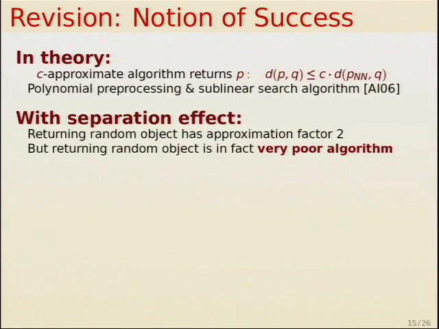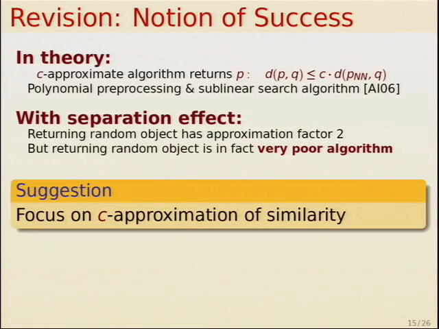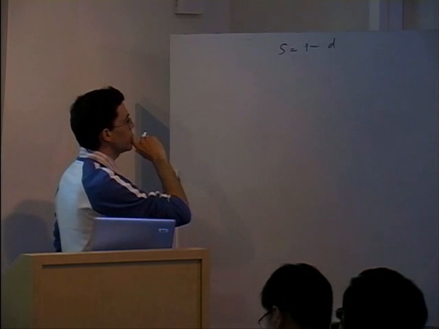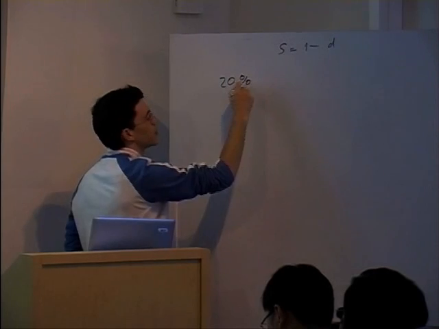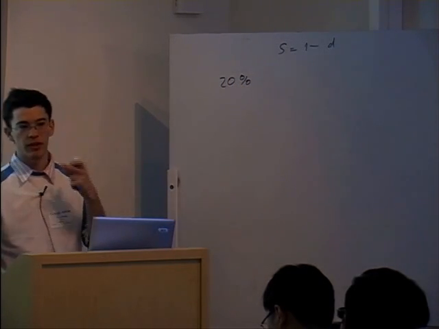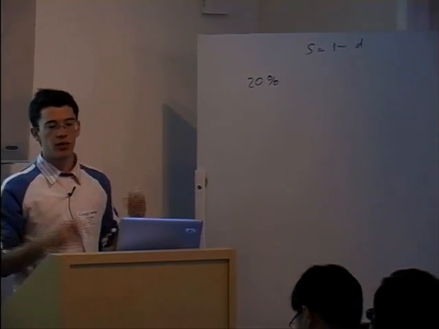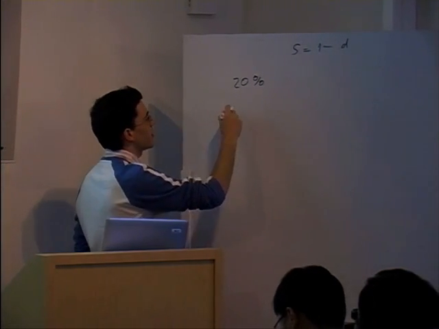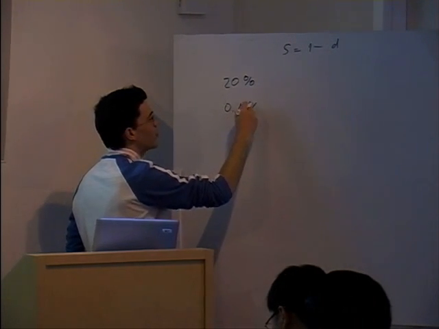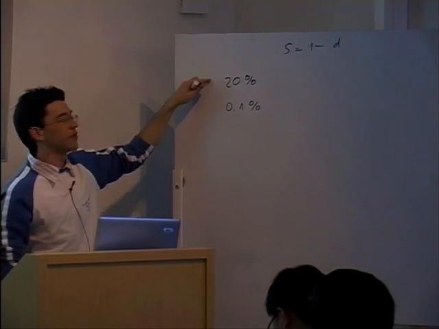So maybe we should redefine the notion, and what I suggest is approximate similarity instead of distance. And the example would be, so assume you have something like similarity is 1 minus distance, and you have something like separation effect. Then assume the best thing you have is 20% similar, which is a huge overlap of keywords, say between keywords of interest of the person and keywords in some scientific paper. And clearly, if you find something that is 1.1% similar, that's a bad approximation for that.